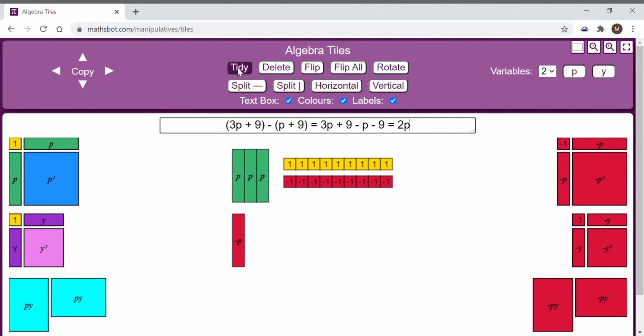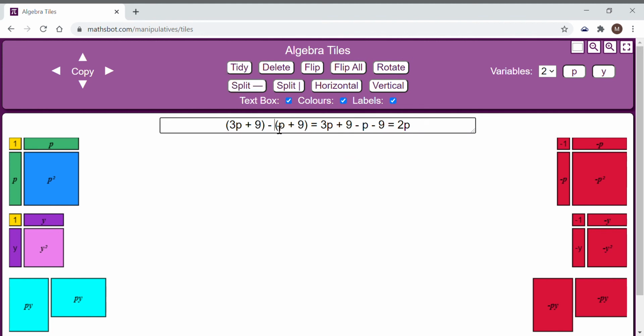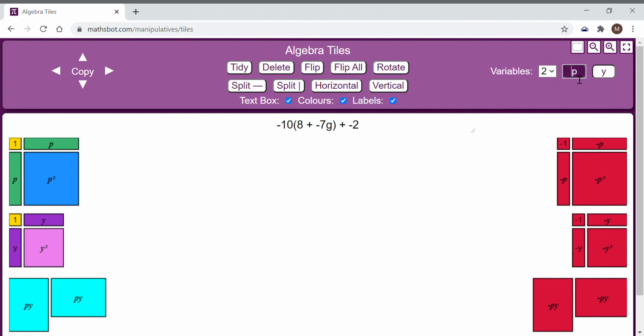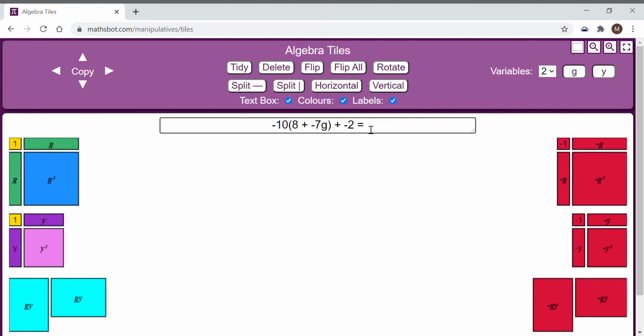And now we're going to do one last example. Negative 10 parentheses 8 plus negative 7g plus negative 2. So let's change my variable to g this time. And remember, whenever we have parentheses, we need to use the distributive property. So negative 10 times 8 is going to give us negative 80. Negative 10 times negative 7g is going to give us positive 70g, because 2 negatives make a positive, and then plus negative 2 is going to be minus 2.